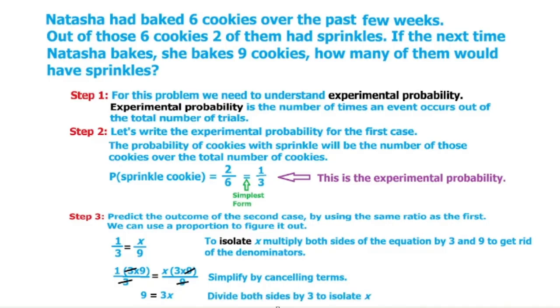So now we divide both sides by 3 to isolate x completely. So we're left with x equals 3. So we would expect the next batch will have 3 cookies with sprinkles. So if she makes 9 cookies, the next batch would have 3 sprinkles. That's the probability of how many cookies would have sprinkles in a batch of 9. And that's the whole problem.